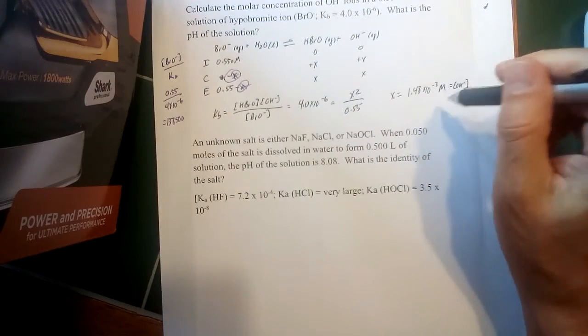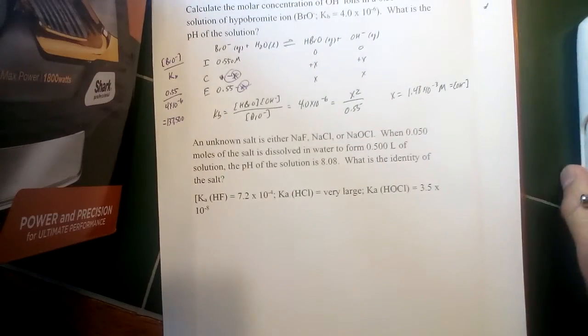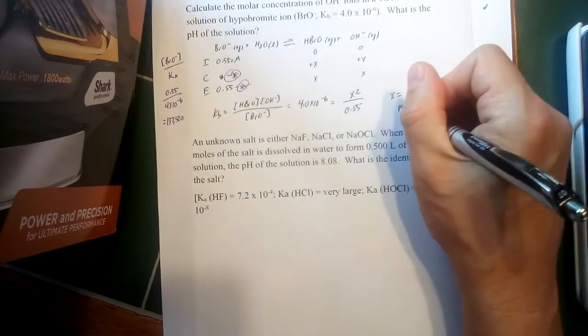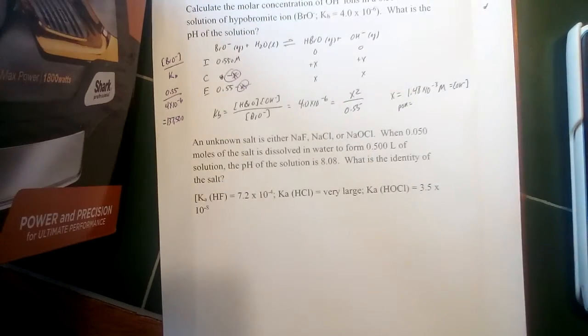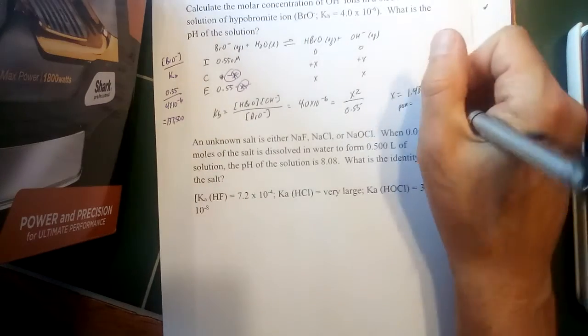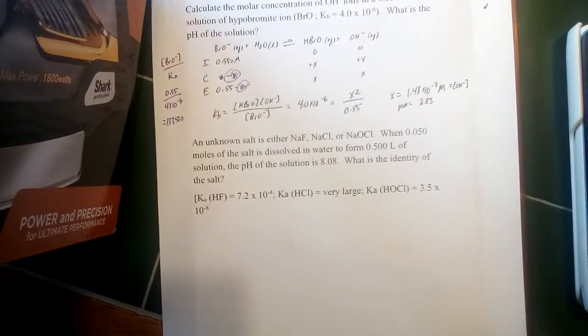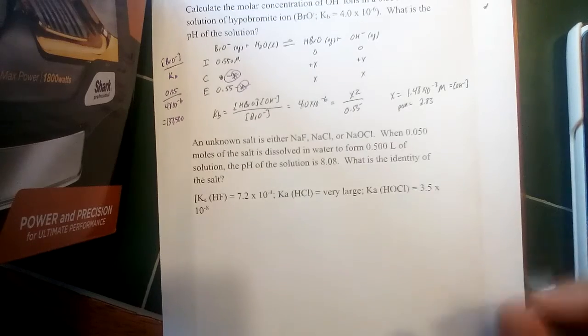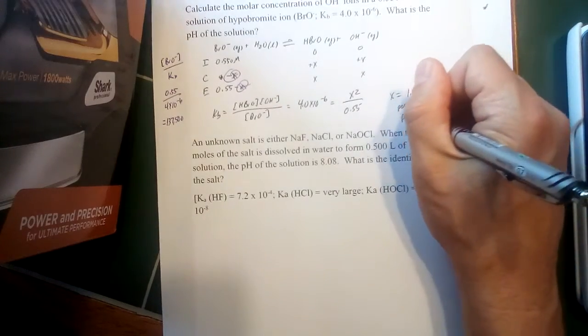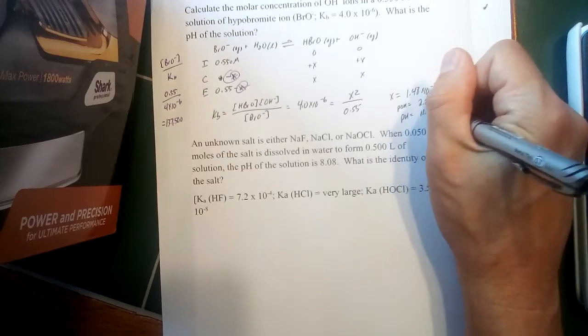That means we can get to the pOH by taking the negative log of that concentration. So if I do that, negative log of my previous answer, the pOH here is 2.83. So if the pOH is 2.83, then if I subtract that from 14, I get the pH here being 11.17.